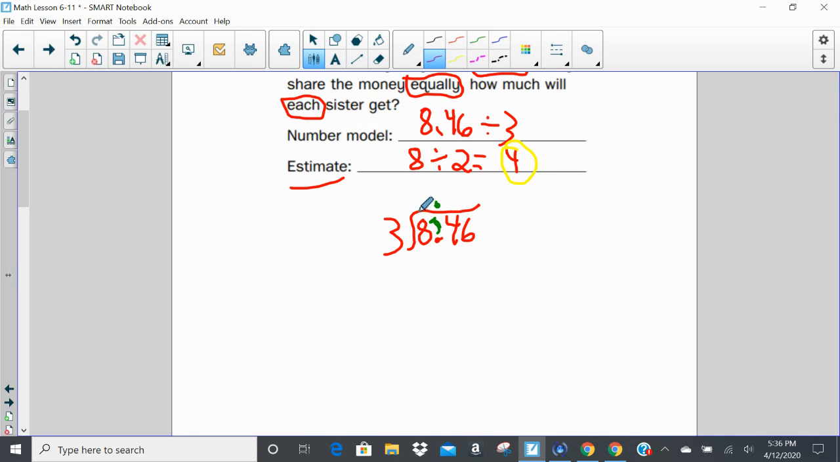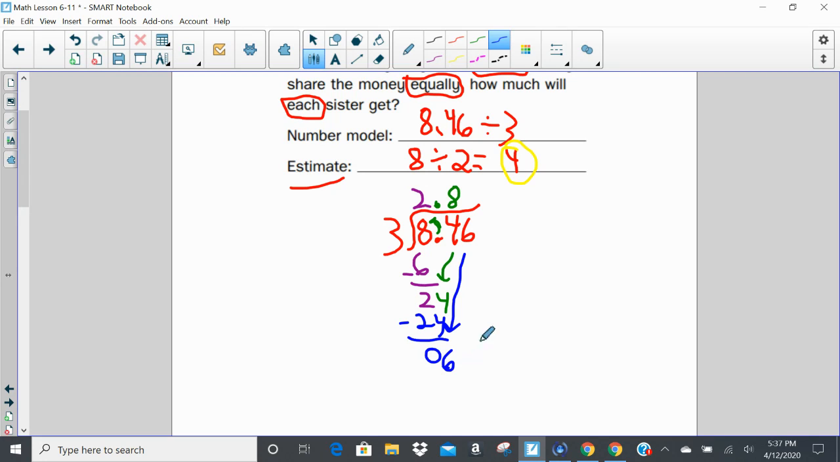How many 3's go into 8? That would be 2. Next step in division, 2 times 3 is 6. Subtract. 8 minus 6 is 2. Next step, bring it down. Now I'm bringing down the 4. How many 3's go into 24? 3 times 8. 8 times 3 is 24. Subtract. You get 0. And then last but not least, we still have that 6 to deal with.